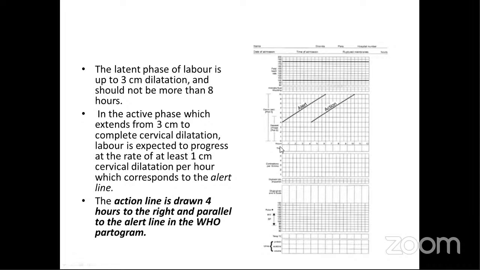So whenever we are plotting the partogram, remember the timing here is noted in terms of the 24 hours format, so that there is no confusion between AM and PM. For example, if the patient is coming at 4 PM and at 4 PM she's at 4 centimeters, you write 1600 hours rather than 4 PM to avoid the confusion between AM and PM, right? So that is the most preferred way of writing the timing of the patient, right?